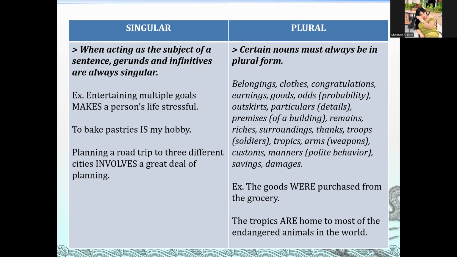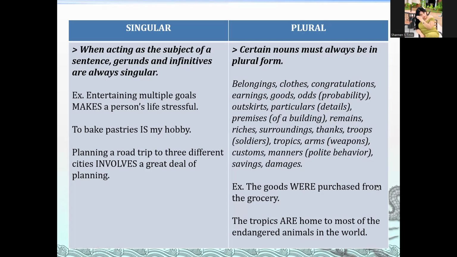You may na-late ka sa event, or probably sa work. So, for sure, your boss is gonna scold you for that. And then, ano ba yung mga damages when you get into an accident? Financial damages, because you need to pay for the repair and all that. Okay, so let's take a look at the example.